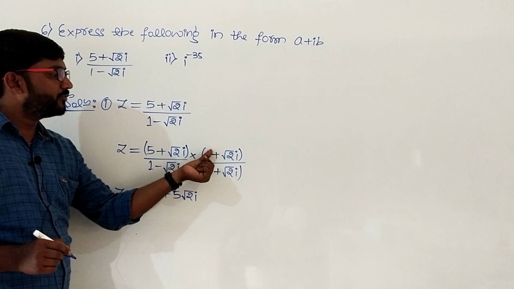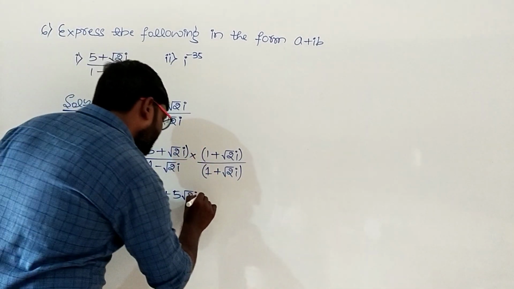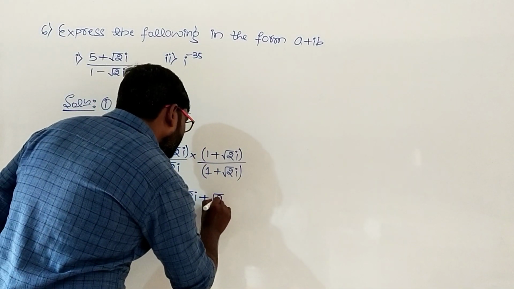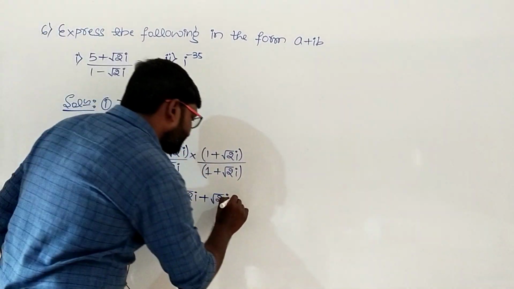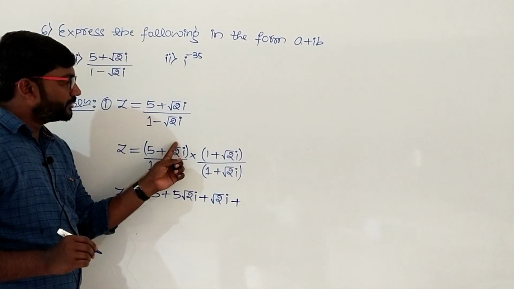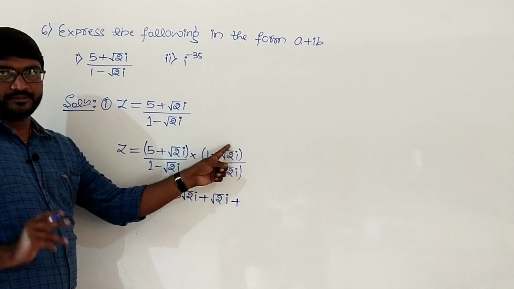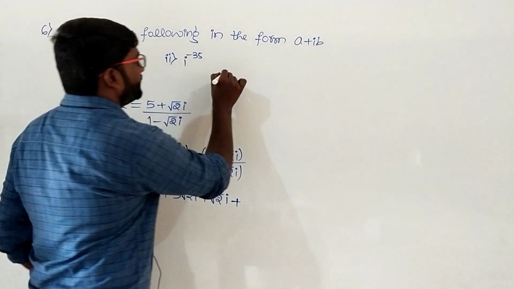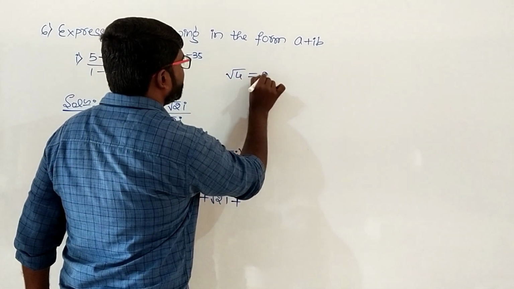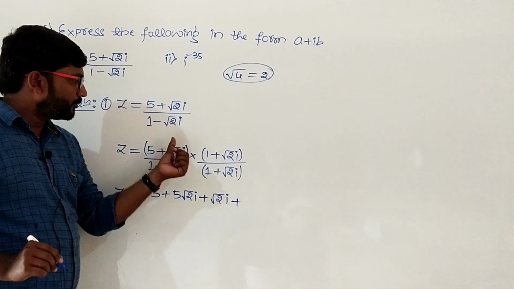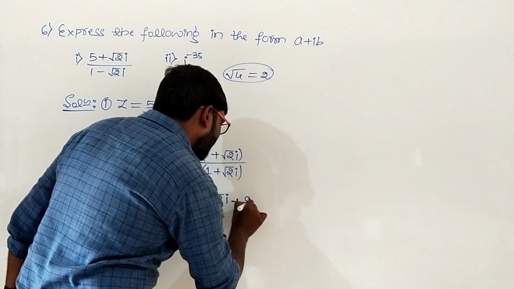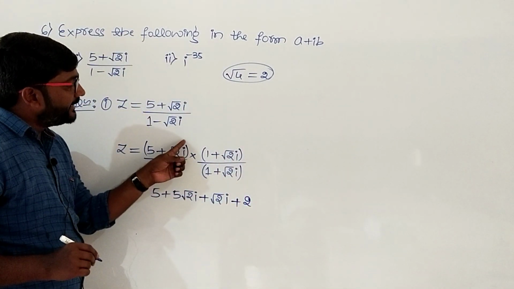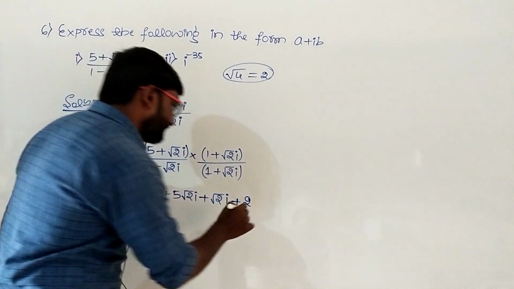Root 2i into 1 is root 2i. So it is plus root 2i. Then now see here, plus root 2 into root 2, that is root 4. What is root 4? Root 4 can be written directly as 2. So now root 2 into root 2 will be root 4. That can be written as 2. So I write 2 now. Then I into I, it is I square.